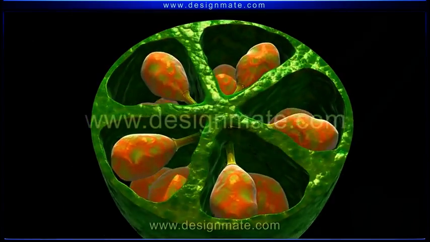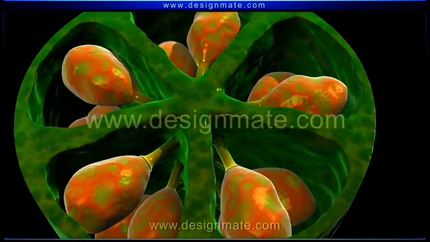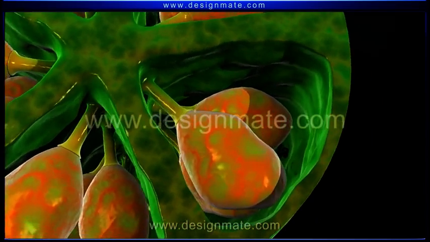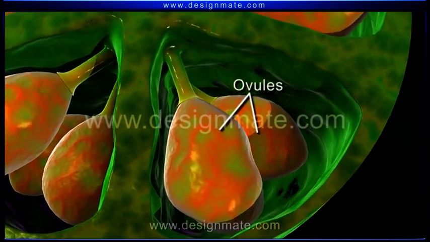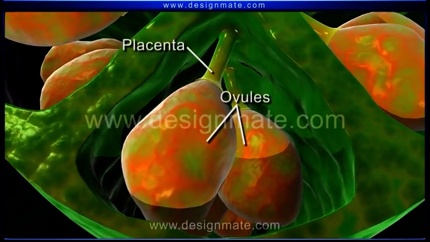A section of the ovary shows chambers known as locules. Inside these locules, we find the ovules. The ovules are attached to the ovary by the placenta, which is a thin layer of tissue.